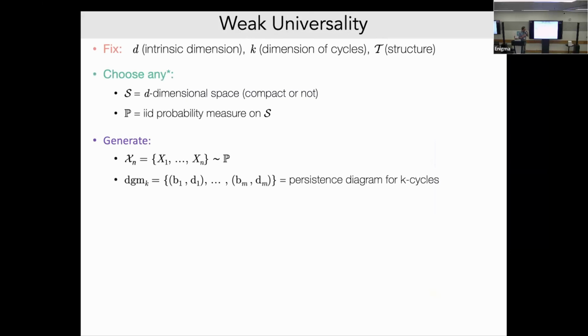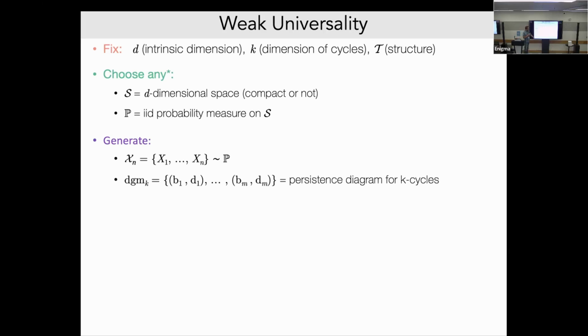This is what we call weak universality, because there's going to be a strong statement later. And this is something we recently finished proving. The statement is roughly like this. You fix the dimensions, you fix the structure that you're using, and then you can choose almost any distribution, quite large classes of them. So choose a space that is d-dimensional, choose a probability distribution. The points have to be independent and identically distributed, but otherwise you're free to choose your distribution.